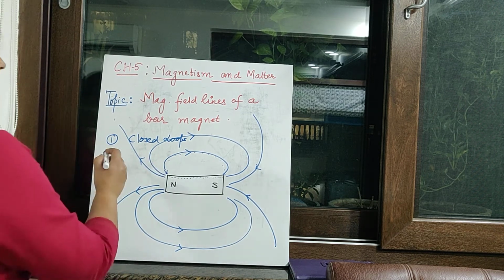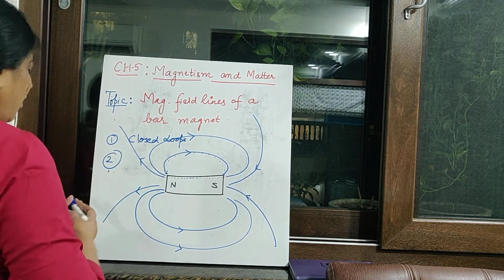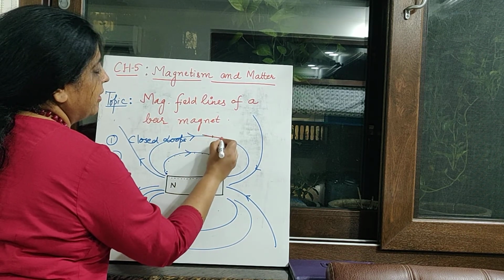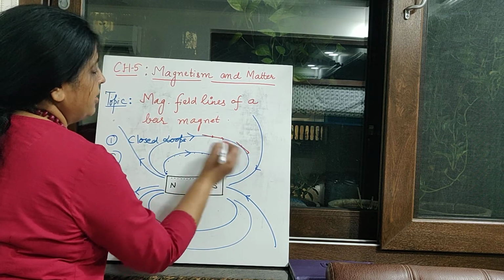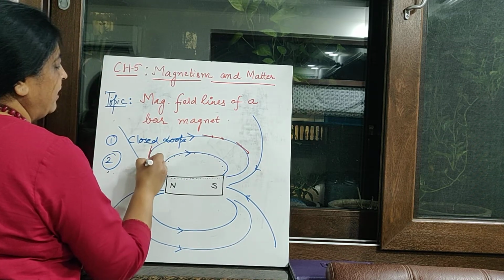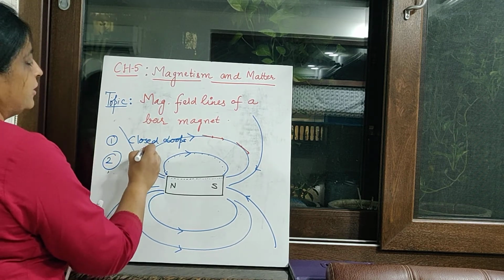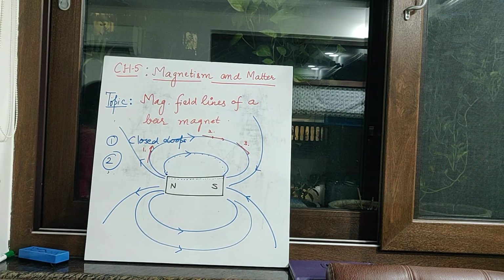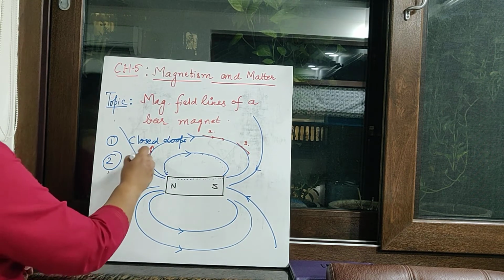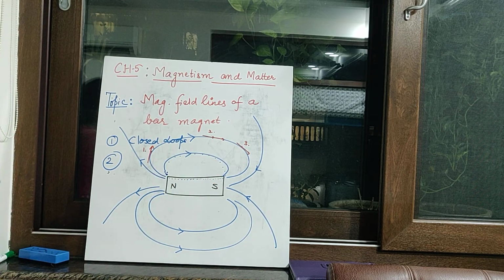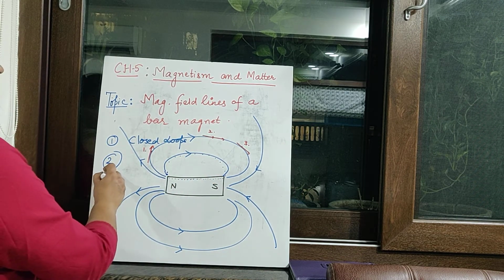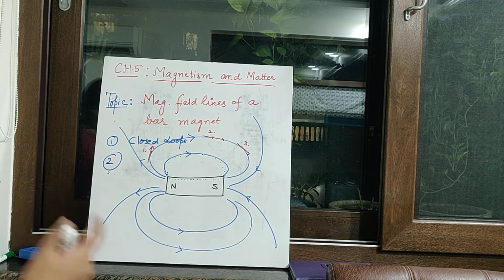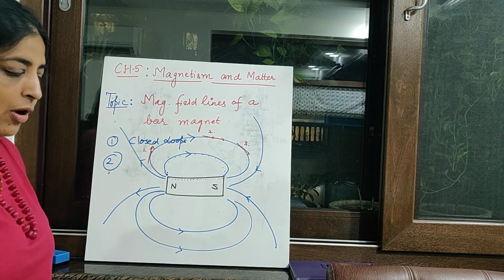Then the second property is that if you draw a tangent at any point on the magnetic field line, suppose this is the first tangent, second tangent, third tangent, all the tangents that I have drawn show the direction of the magnetic field at these points. So the second property is that a tangent drawn to the magnetic field line at any point gives the direction of the magnetic field at that particular point.